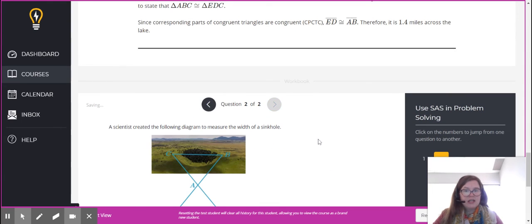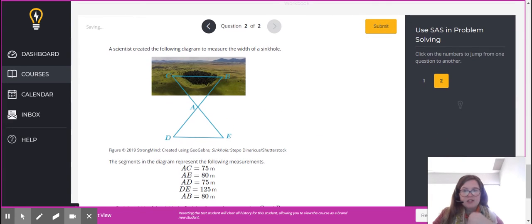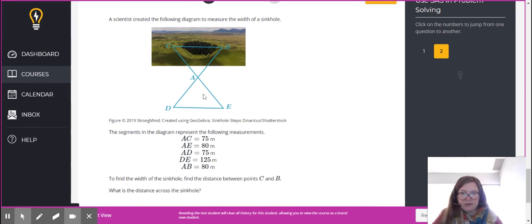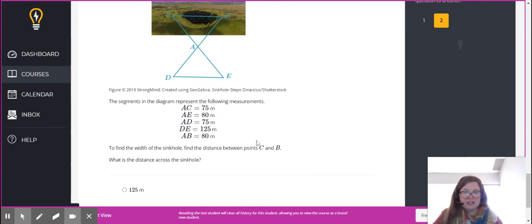Next question is, a scientist created the following diagram to measure the width of a sinkhole. So the segments in the diagram represent this, so I'm going to have to look here. AC is 75, AE is 80, AD is 75, AB is 80, and then here's the big thing. If we know that DE is 80, how far is it between C and B?